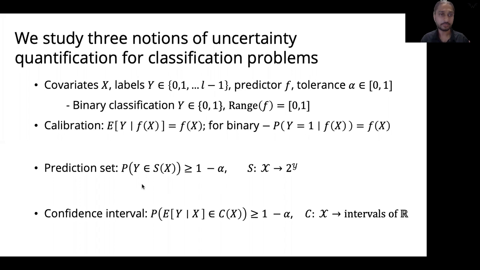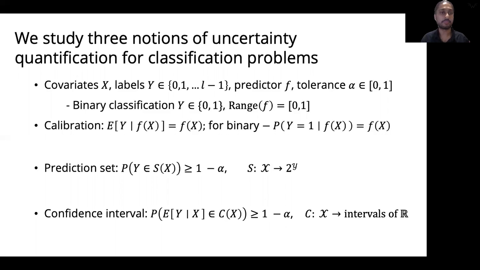A confidence interval is a function C that attempts to cover the expected value of Y given f(X). Naturally, you can think of this as related to calibration. A confidence interval would say that it will rain with probability between 0.6 and 0.8. Again, you want the expected value of Y given f(X) to belong to this confidence interval with probability at least 1 minus alpha. This intuition between calibration and confidence intervals is one of the things that we will capture in this presentation and in our paper.